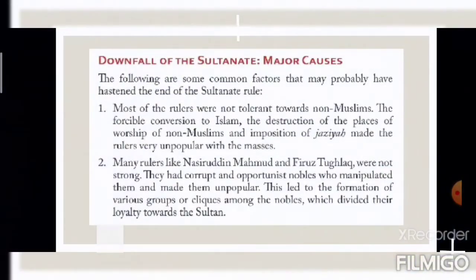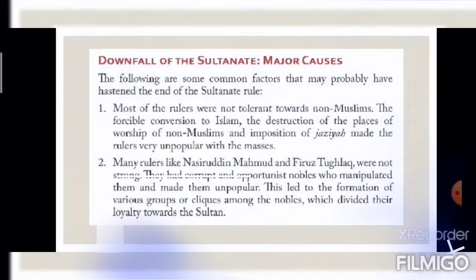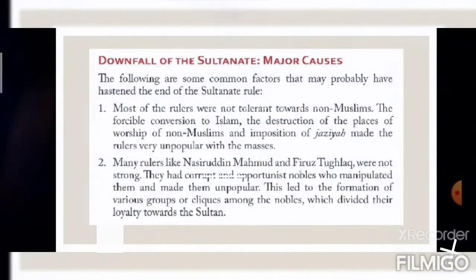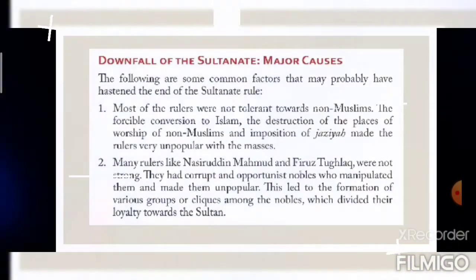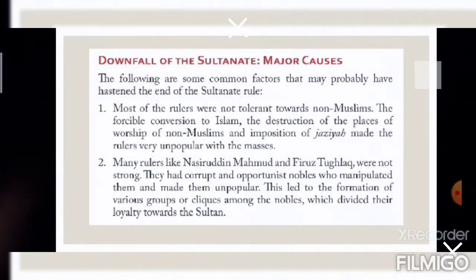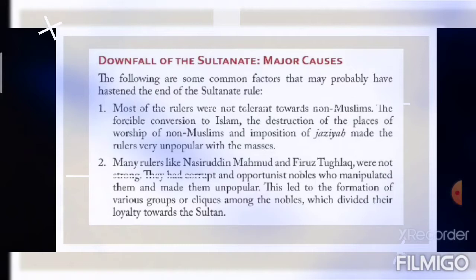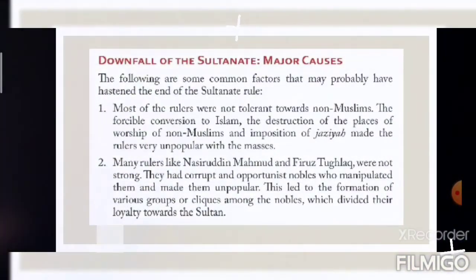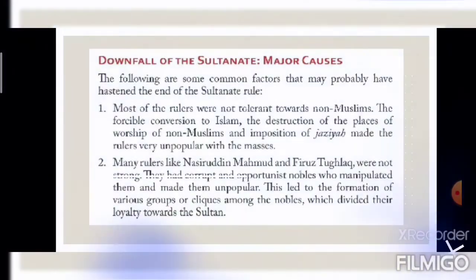Now we will see the downfall of the entire Delhi Sultanate. What were the major reasons? The following are some of the common factors that may have hastened the end of the Sultanate rule. Most of the rulers were not tolerant towards non-Muslims. The forcible conversion to Islam, the destruction of the places of worship of non-Muslims, and the imposition of Jizya made the rulers very unpopular with the masses.